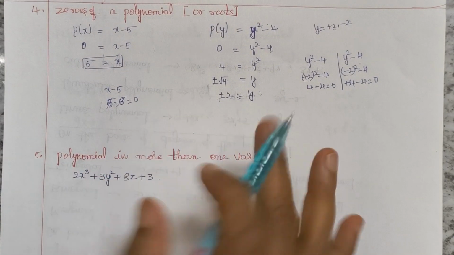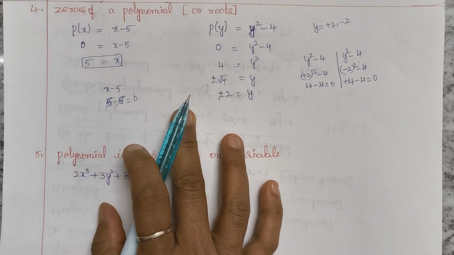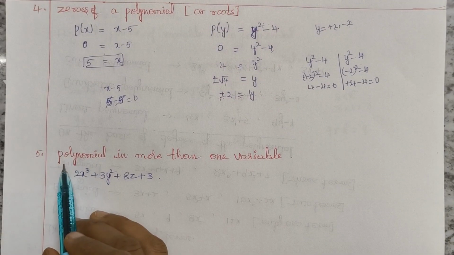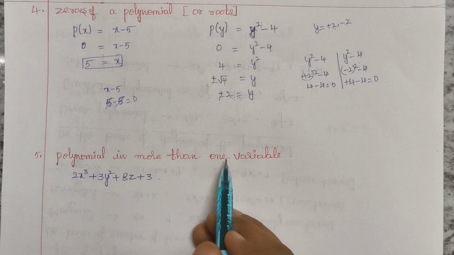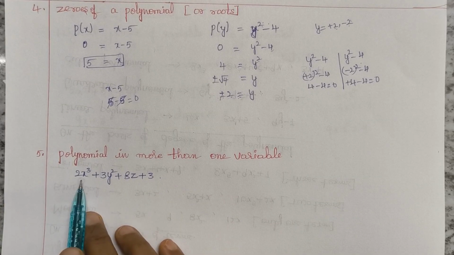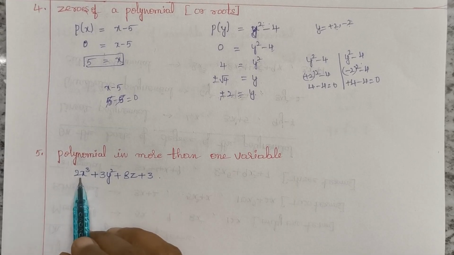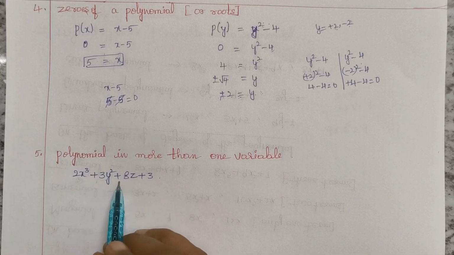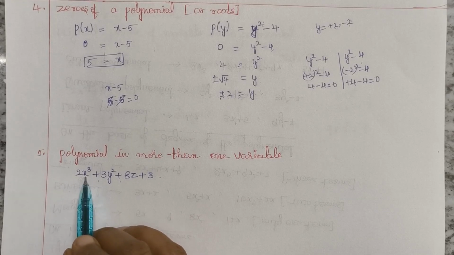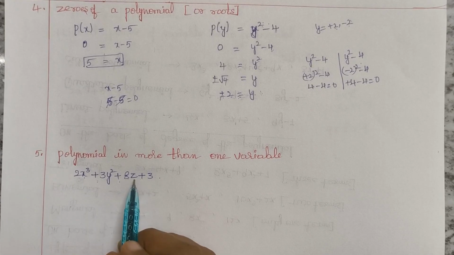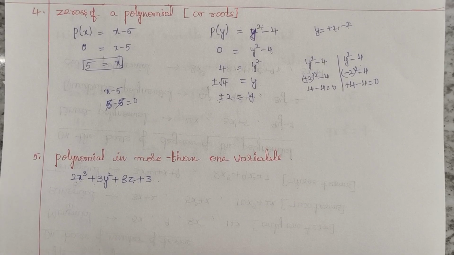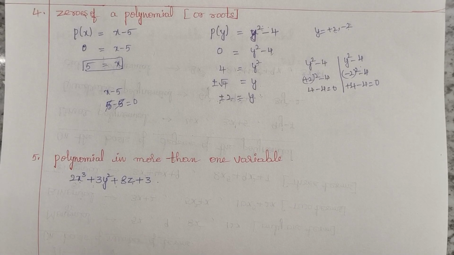In the exercise also there are so many questions. Whatever we missed, we will get a grip on again in the lesson. Next, the last point: polynomial in more than one variable. This is also a polynomial, but here there is more than one variable. See here, 2x cube plus 3y square plus 8z plus 3. How many variables are there? x is one variable, y is one variable, z is one variable. In the exercise also, we will get a grip on this lesson again.